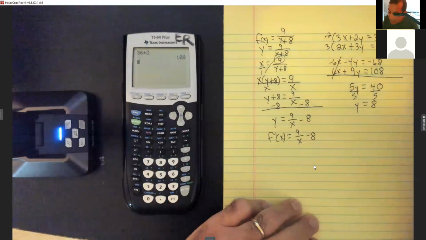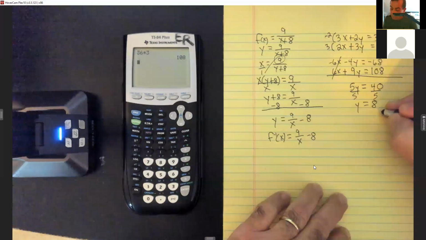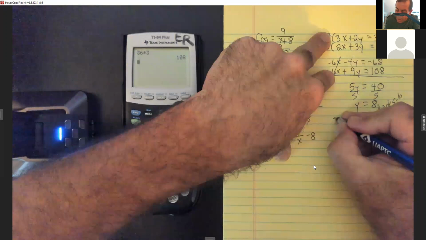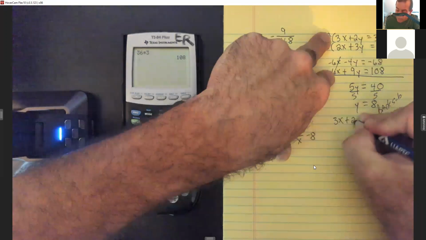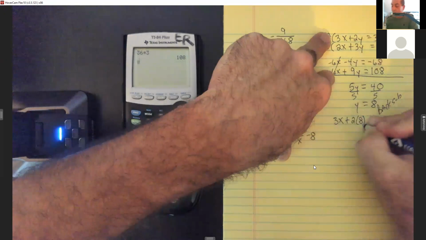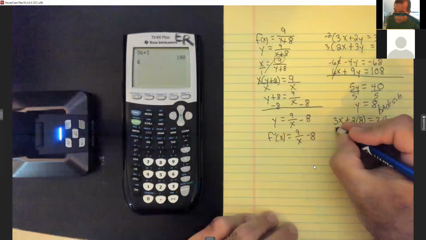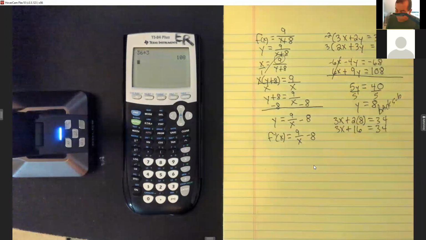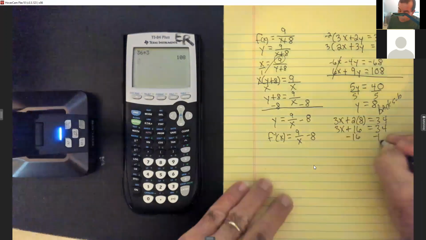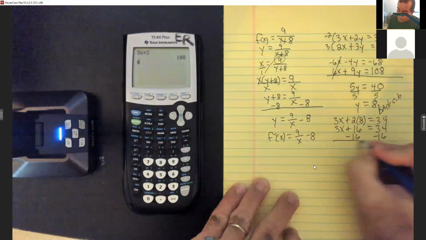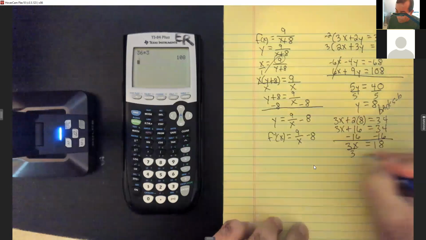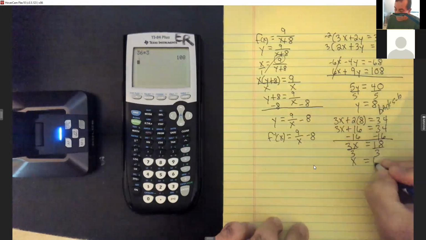So now that I know y is 8, I can back substitute 8 into either equation. So I'll just use the top one. 3 times x plus 2 times 8 has to equal 34. All right, so 3x comes down. 2 times 8 is 16, equal to 34. All right, so what we're going to do is subtract 16 from both sides. 3x equals, what's that, 18? And then y'all divide by 3 so that x equals a positive 6.